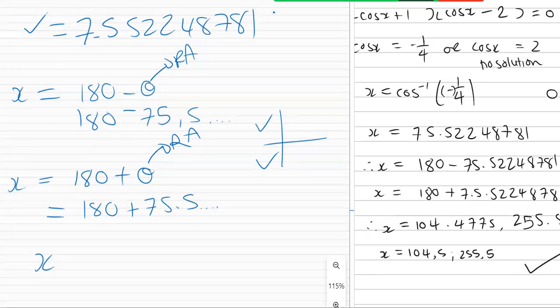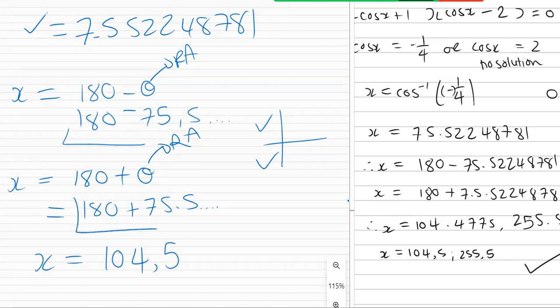This first x came to 104.47, so 104.5. And this second one came to 255.5, rounded to one decimal place. Okay, so that's where all of that came from. And those are the correct answers.